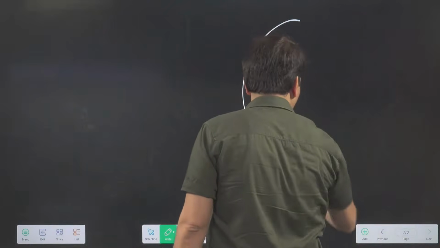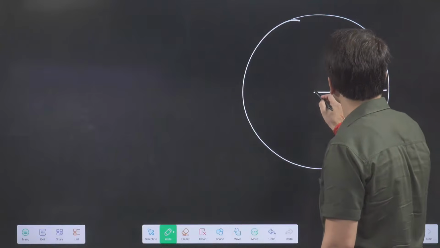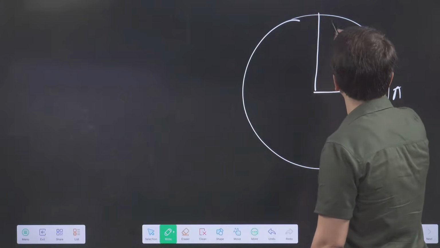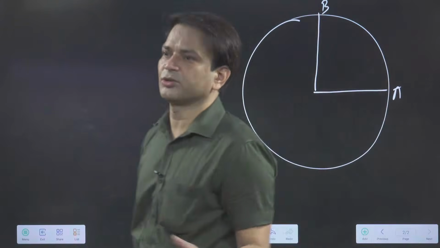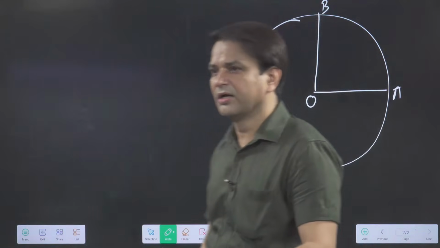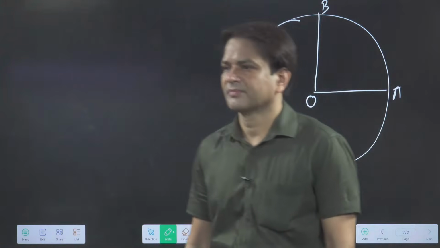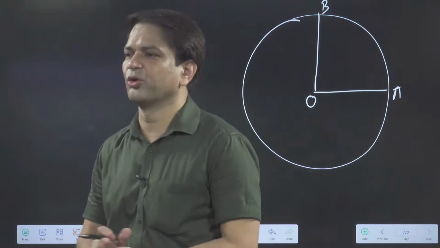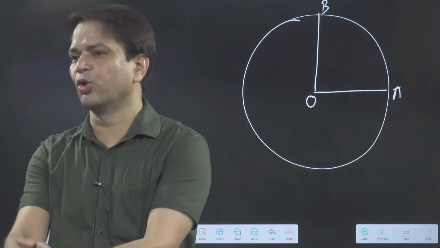Okay. Second thing, suppose I am taking two lines, with center O: OA and OB. What is the angle between OA and OB? Tell fast. What is the angle between OA and OB?